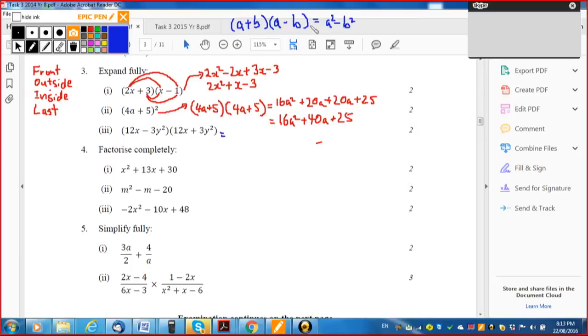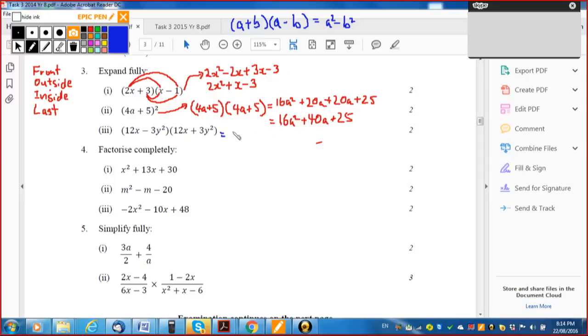So you can jump straight from this to that. You don't have to use the FOIL method. If you can recognize that this is a sum by difference, you can go straight into turning it into a difference of two squares. So what would the answer be?